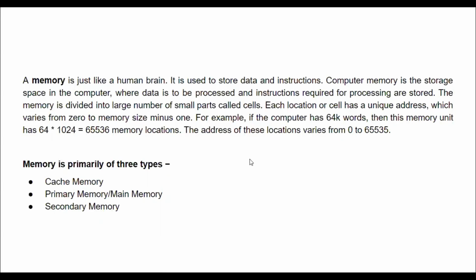For example, if the computer has 64 kilowords, then this memory unit has 64 multiplied by 1024, which equals 65,536 memory locations. So the address of these locations varies from 0 to 65,535. The memory is primarily of three types: the cache memory, the primary memory or main memory, and the secondary memory. Those are the primary types of memory.